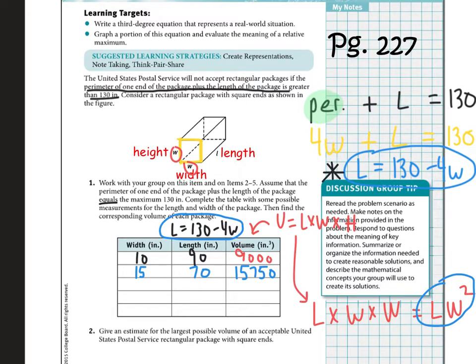What if we went to, let's say, 20? If the width were 20, the length would be 130 minus 4 times 20, which is 50. Again, that would make us have the full 130 inches being used here. And then the volume is that length, so 50 times 20 squared is 20,000.